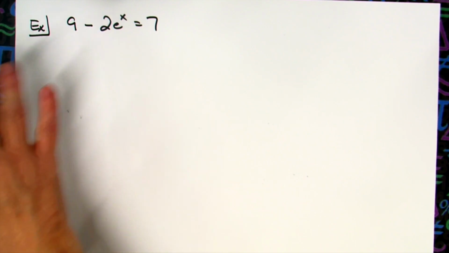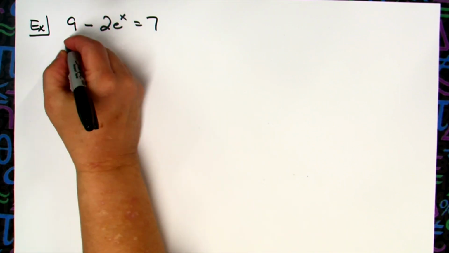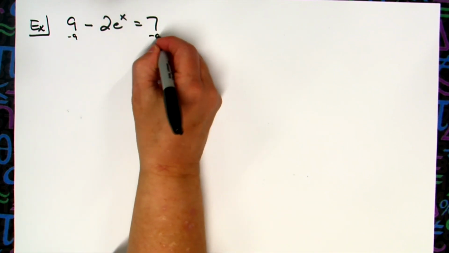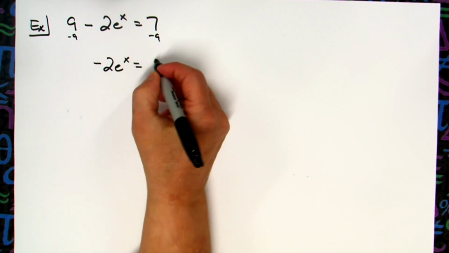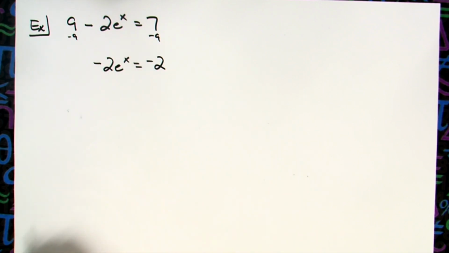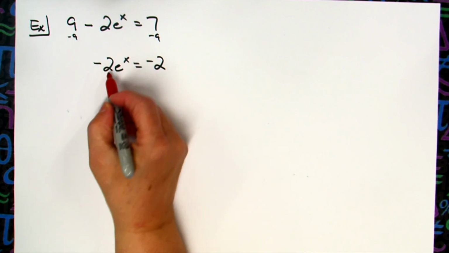So you need to get rid of everything and make sure that e to the x term is completely by itself. So I'm going to subtract 9 from both sides. Didn't really need to show work there. Negative 2 e to the x is equal to negative 2. All right, you're still not able to take the log of both sides just quite yet because you've got the negative 2 here in front.